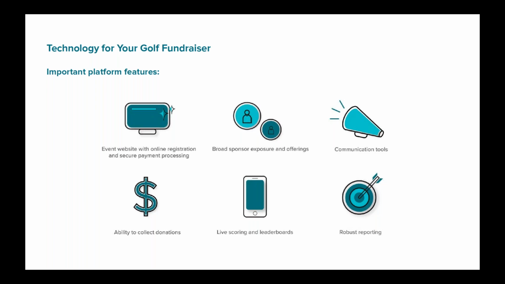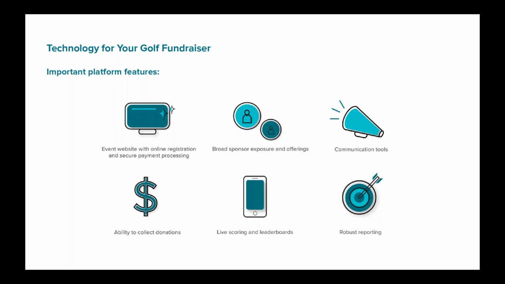So here are some important platform features. I've mentioned some of these already, but event websites with online registration and secure payment processing. You want a platform that offers broad sponsor exposure. You also want to make sure you have communication tools, being able to easily communicate with all of your participants at once to send them updates, announce any changes, or send any reminders. Also the ability to collect online in-kind donations. That's very effective, and like I mentioned earlier, you may be surprised at how many donations you see come through.